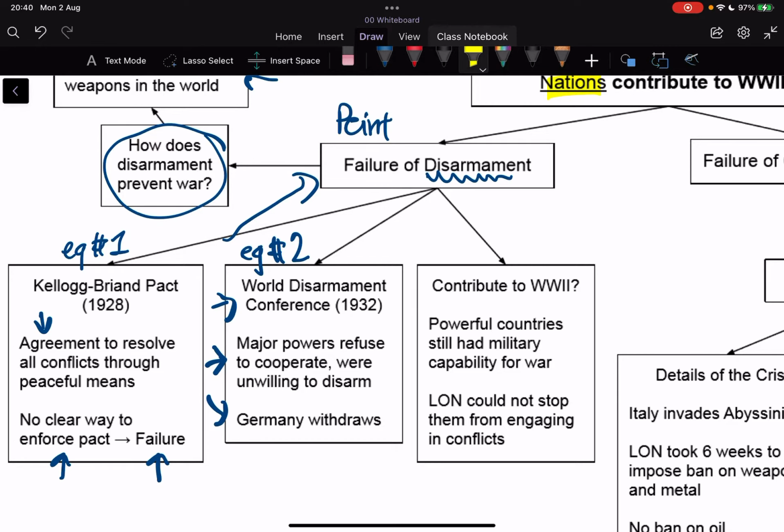Okay, and ultimately, you need to be able to answer how does this contribute to World War II. So you need to be able to say something like powerful countries still had a military capability for war because they didn't disarm, and the League of Nations, because now everybody still had the same amount of weapons that they started off with, could not stop them from engaging in conflicts, and they were not willing to use peaceful means. Okay, so that is on the point of the failure of disarmament.